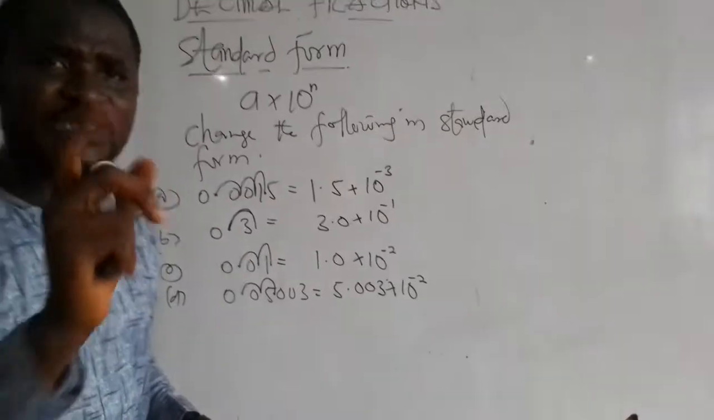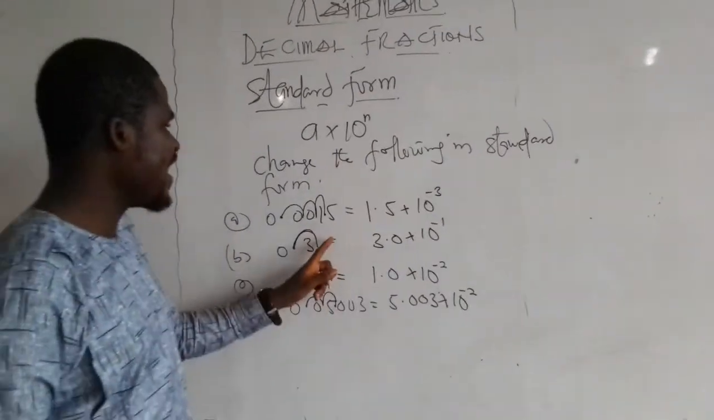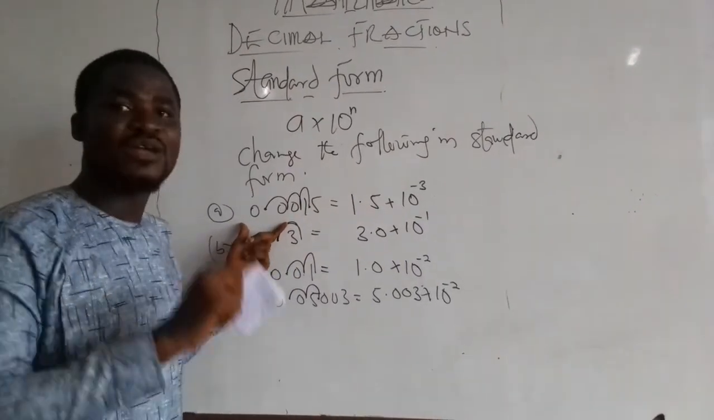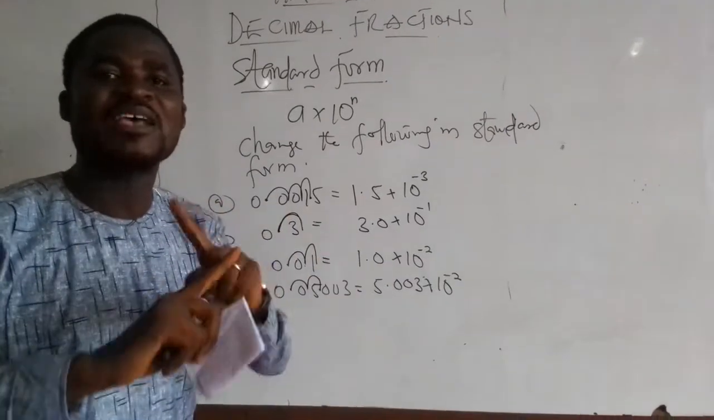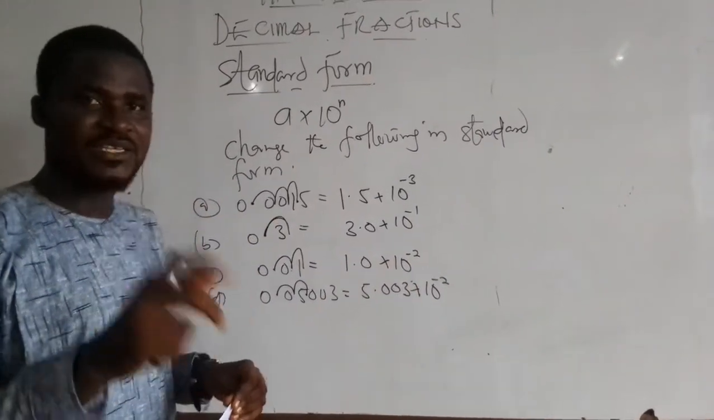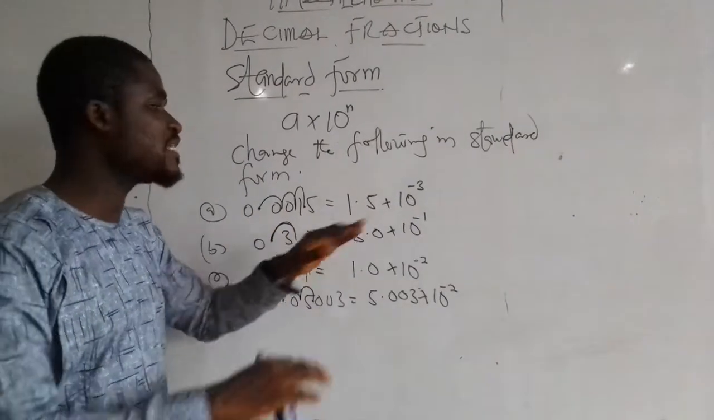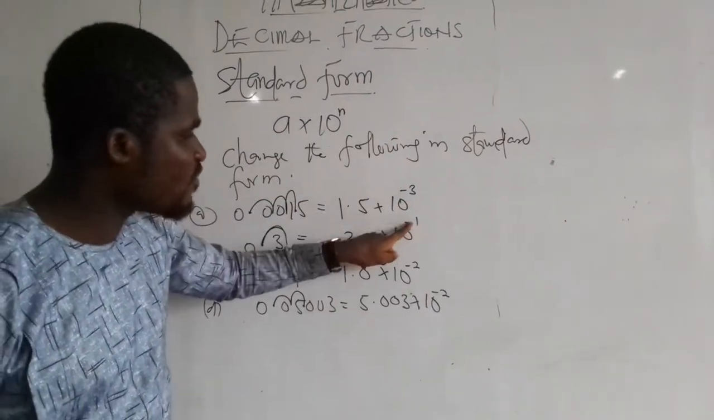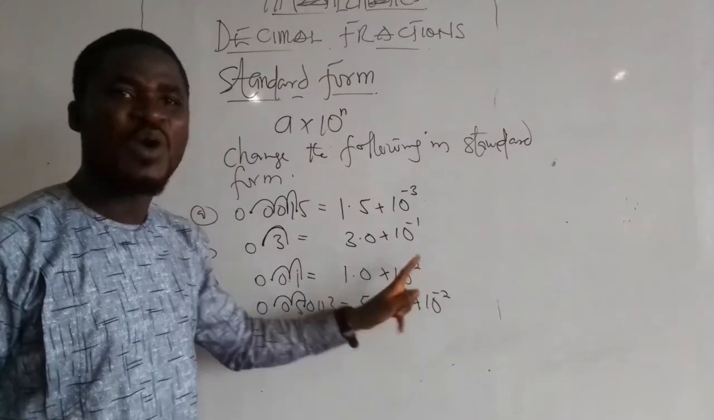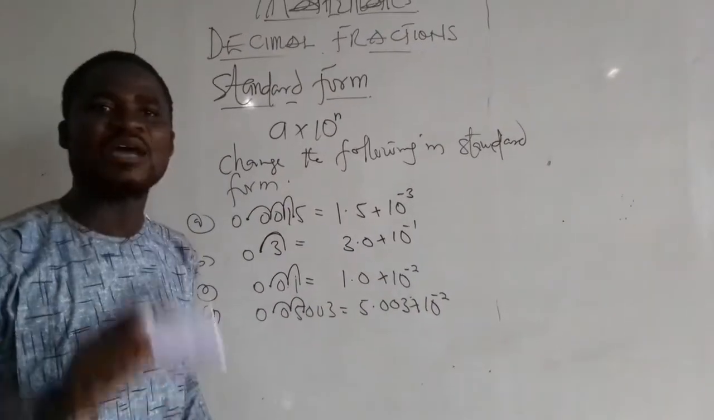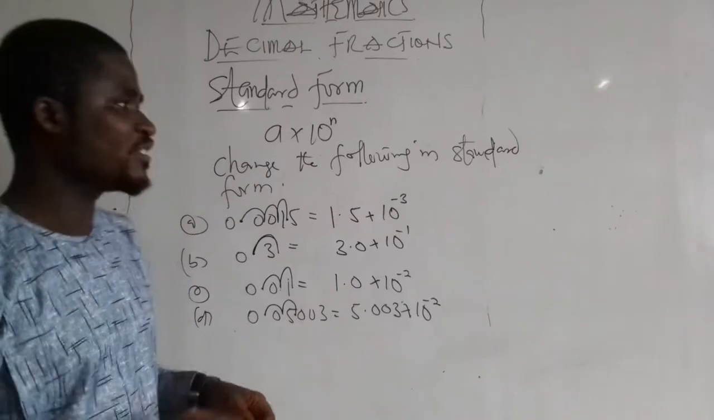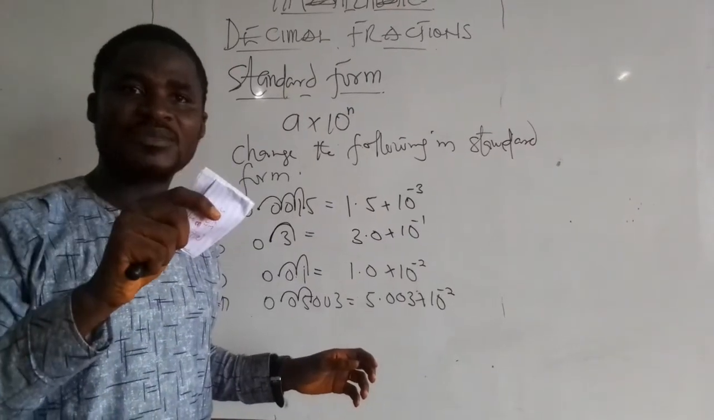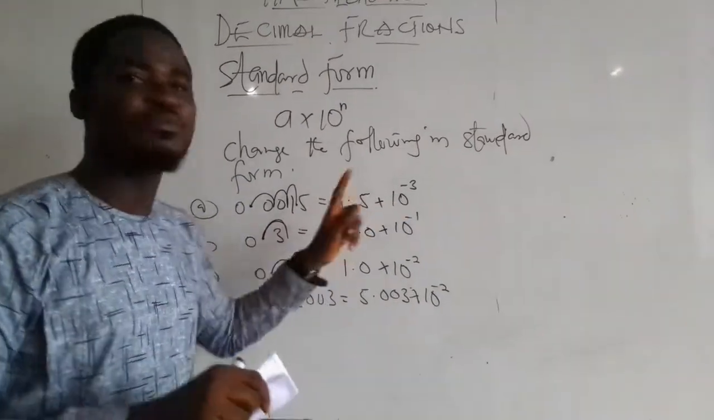Good. Now let me teach you a trick here. Whenever the numbers are less than 1, always the power is negative. I'm repeating it: whenever the numbers are less than 1, always the power is negative. That's why all the answers here were negative 3, negative 1, negative 2, negative 2. Why? Because all the numbers here are less than 1. It means that when the numbers are more than 1 or more than 10, the powers will be positive.